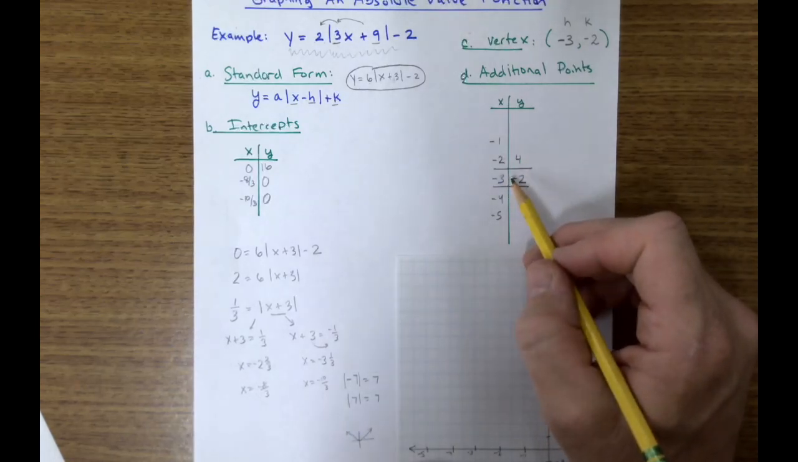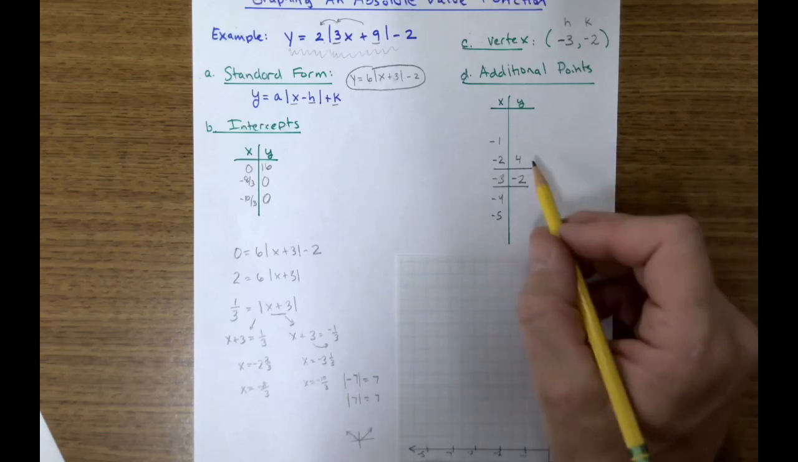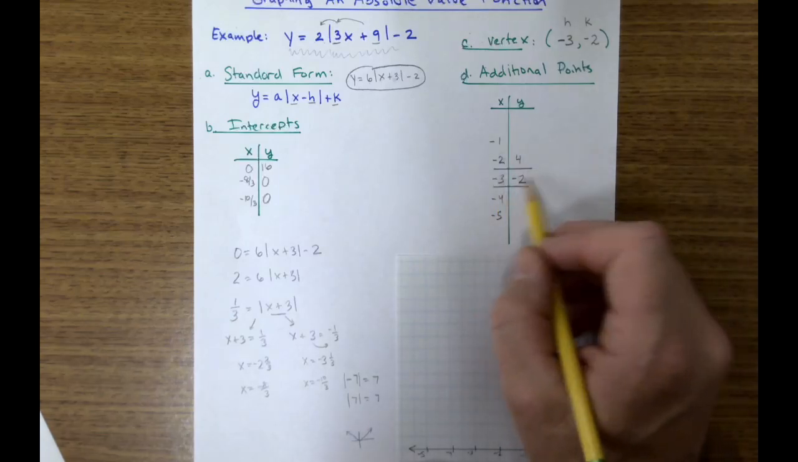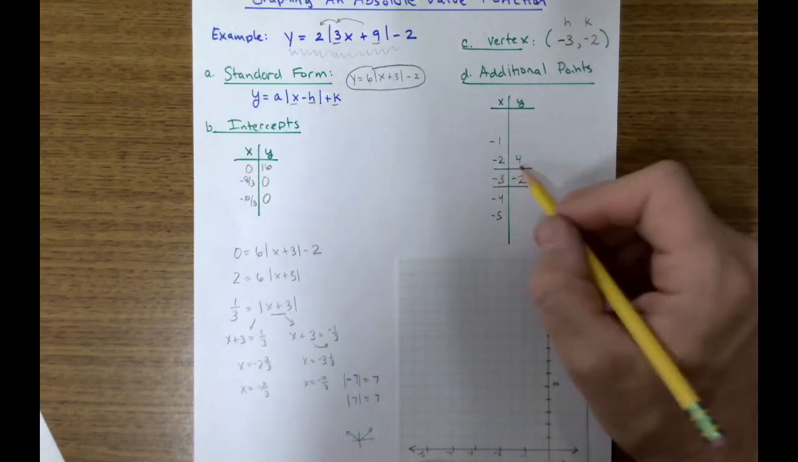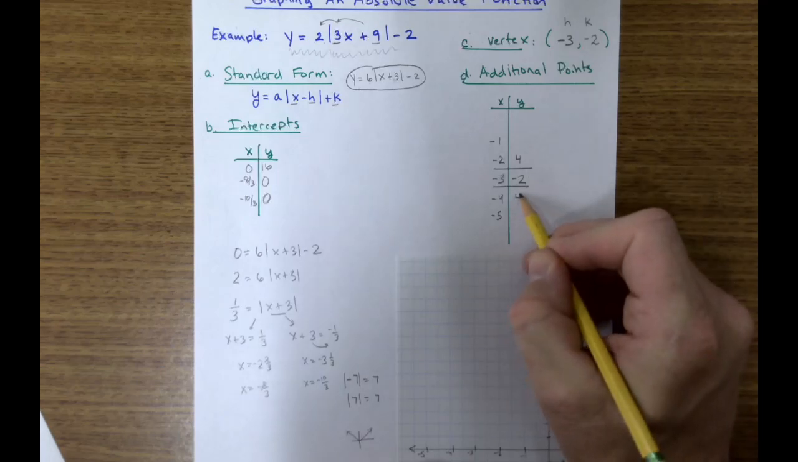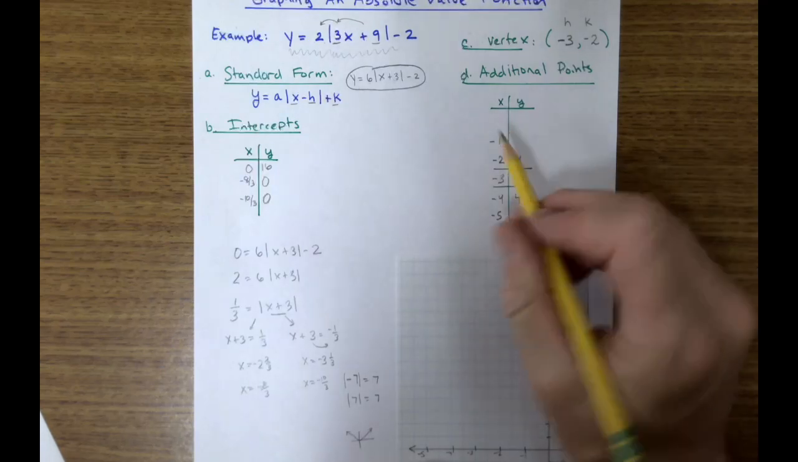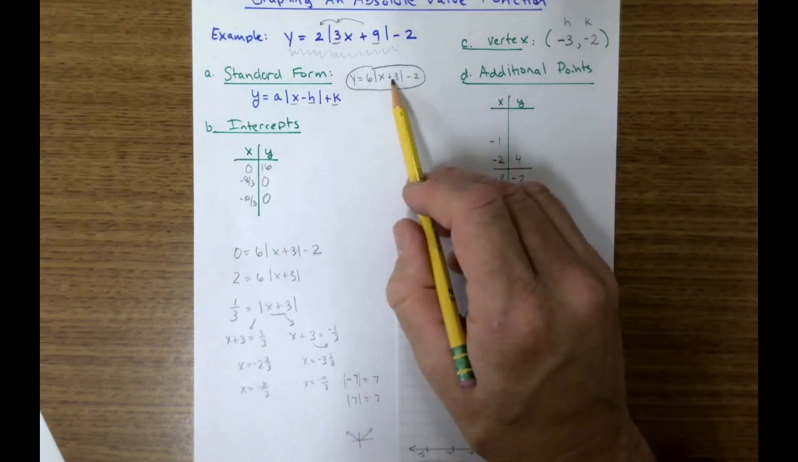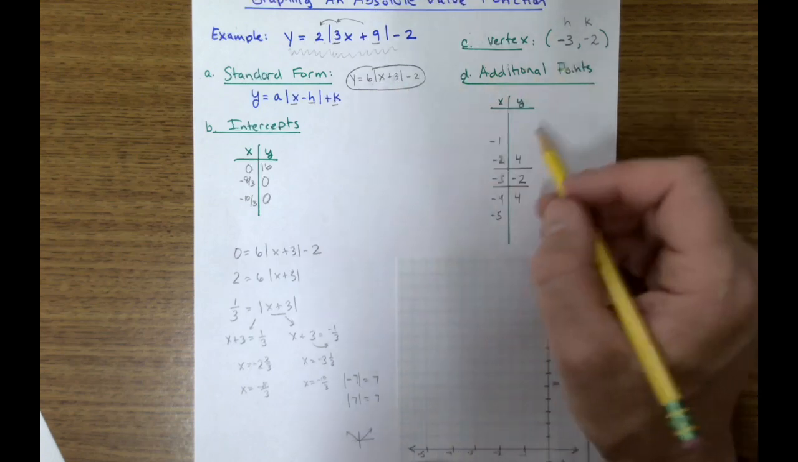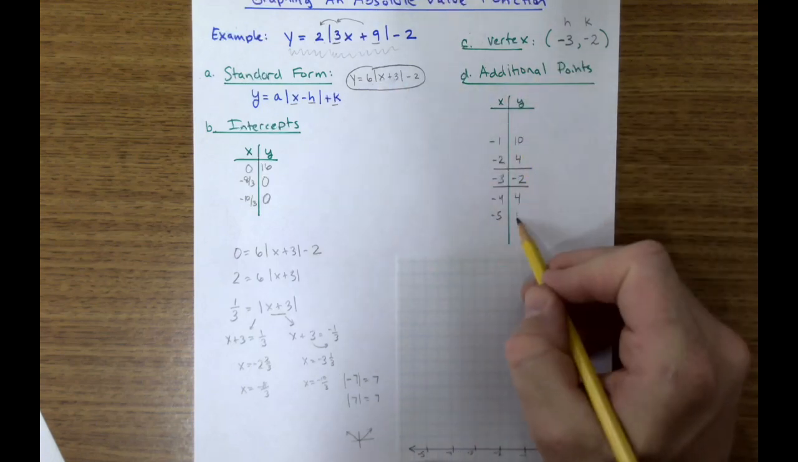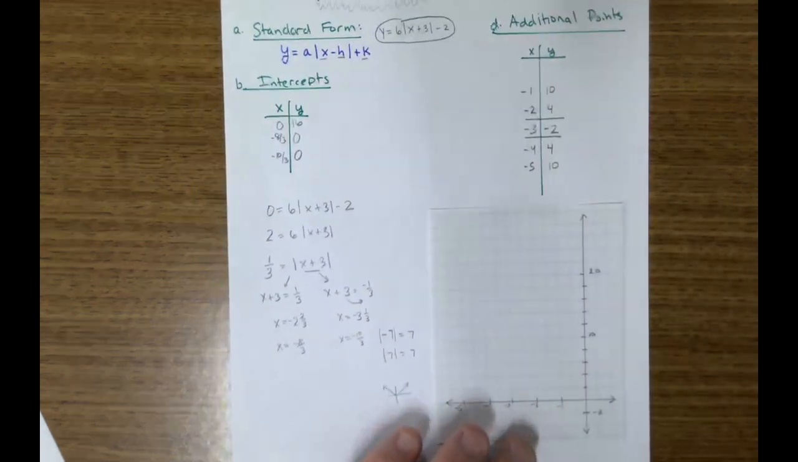And these are the same distance. An absolute value graph is symmetrical about the axis of symmetry through this vertex. So that 4 can come down here. And plug in a negative 1. That's negative 1 plus 3 is 2. 12 minus 2 is 10. And there you go.